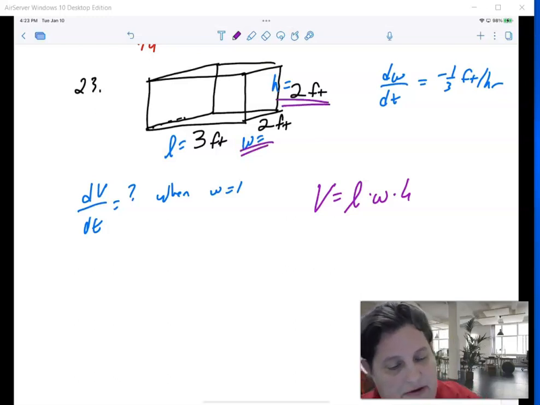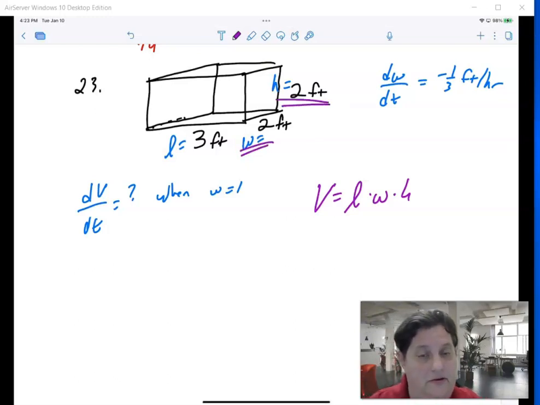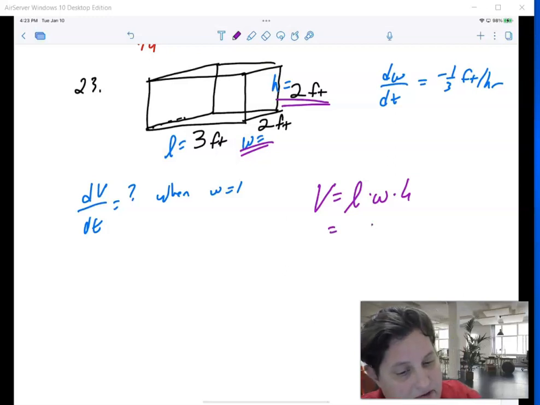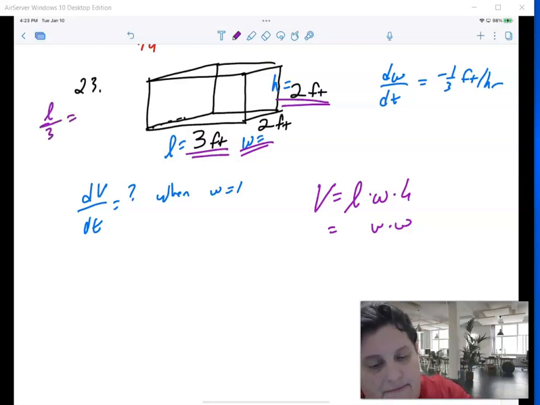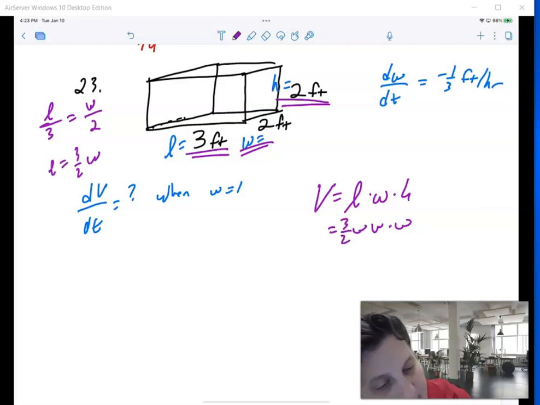Height and width would be decreasing the same because they're both 2 feet, so they'll be together. It's W, W, and for L I can do a quick proportion. If L is 3, W is 2, and I could solve for L. L is going to be 3 over 2 W. So I made this volume equation where volume is 3 over 2 W cubed.